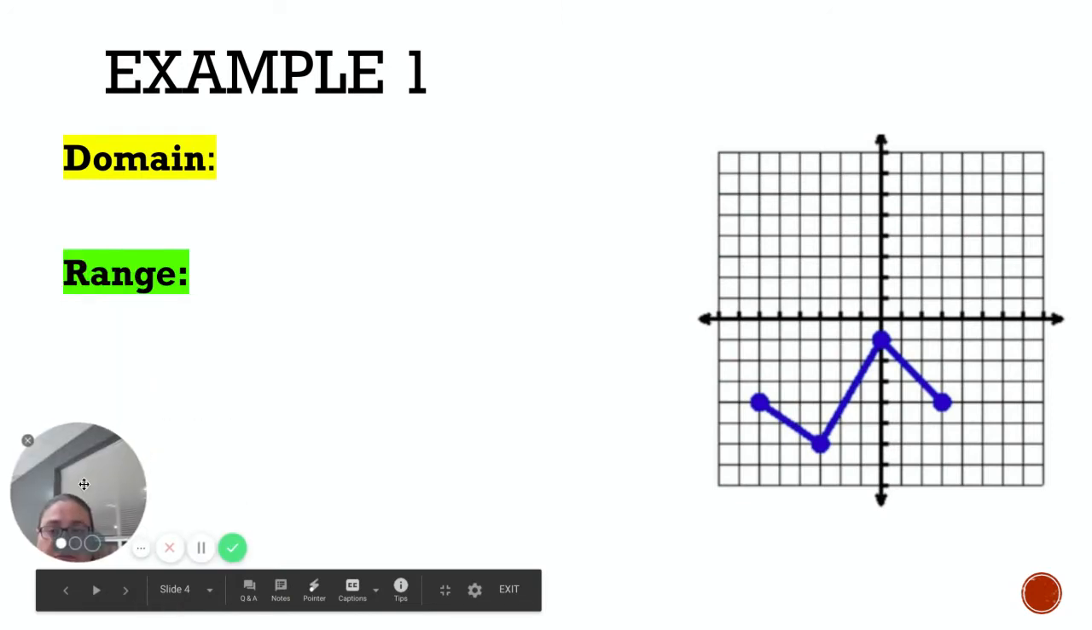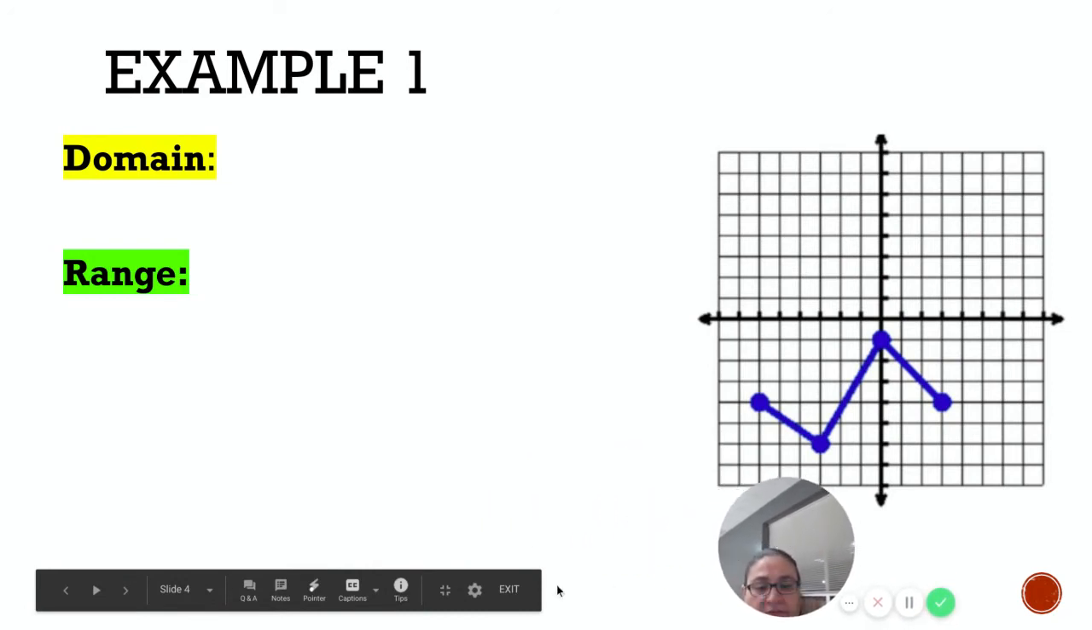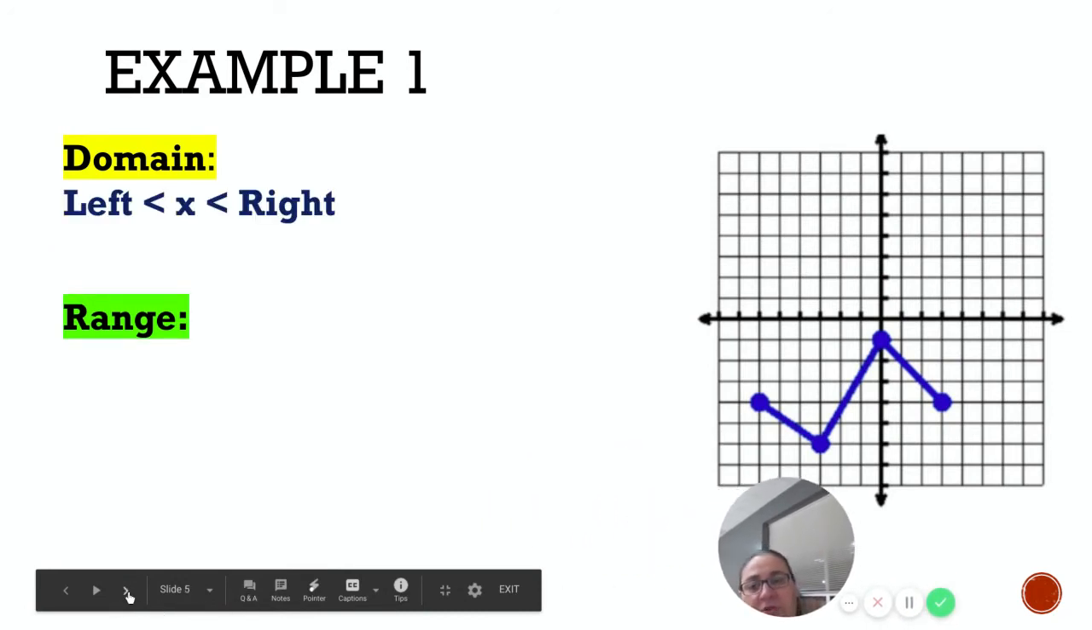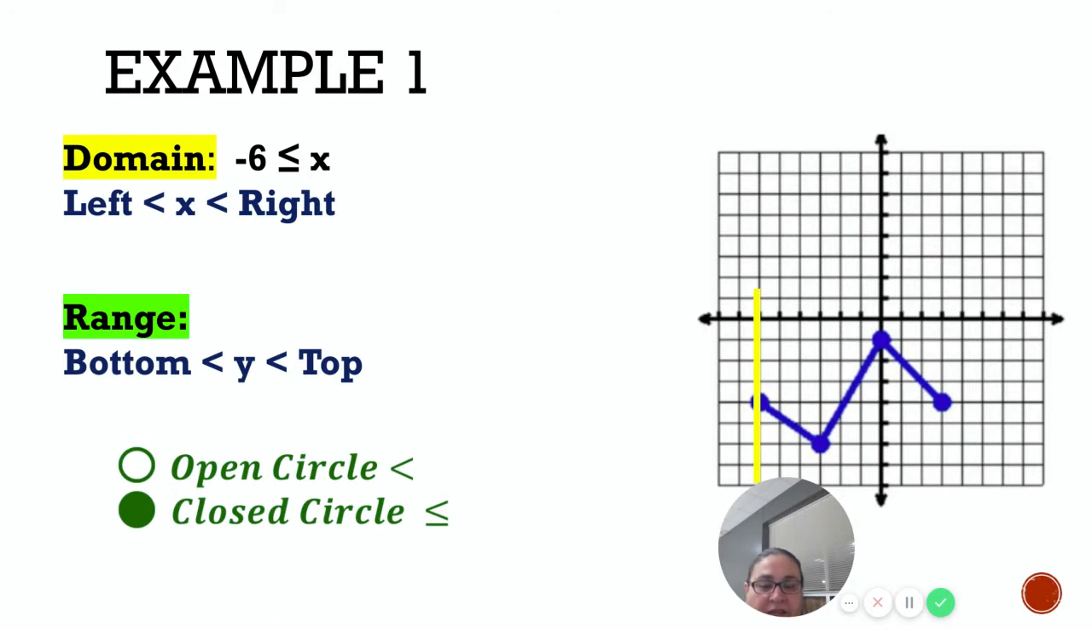First example, you need to find the domain and the range of this graph. Remember, domain is left to right, range is bottom to top. Open circle means less than, closed circle or just no open circle at all is less than or equal to. So furthest to the left, I see that on the graph, it goes to -6 on the x-axis. That's furthest to the left that the graph hits on the x. And because there's a closed circle, it's less than or equal to, and then I put x.